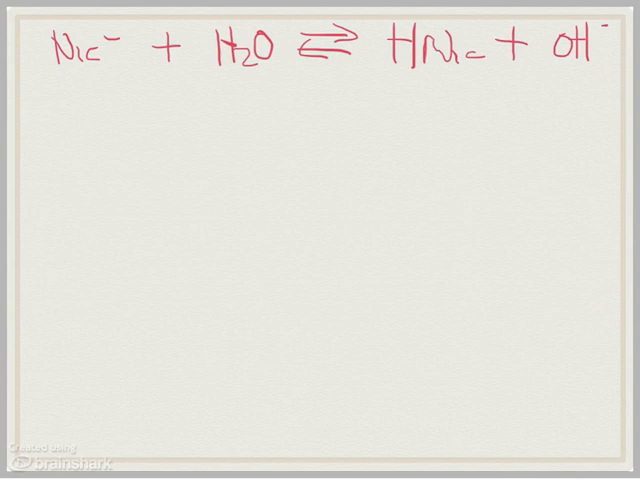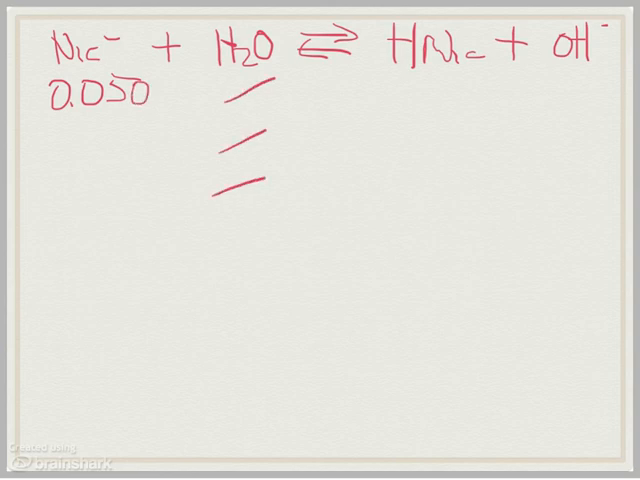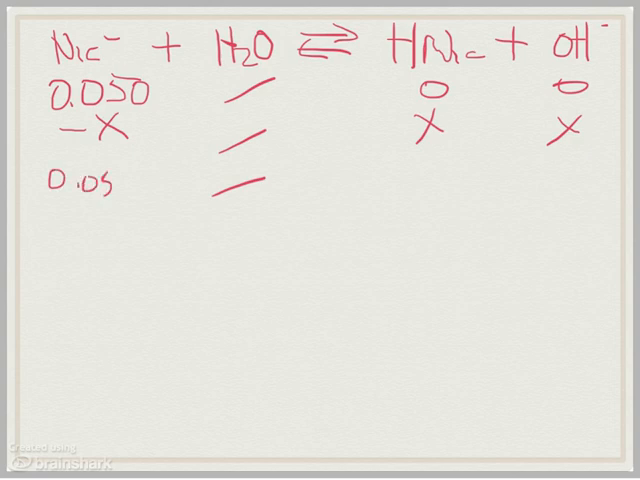Now start filling it in. For the NiC minus, you'll put in the concentration that you just determined, so it's 0.050. Water never matters. And then you start off with 0 on the others. So minus x, x, x, 0.050 minus x, x, and x, like that.